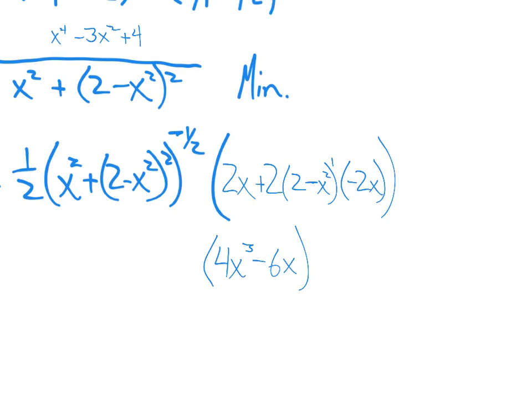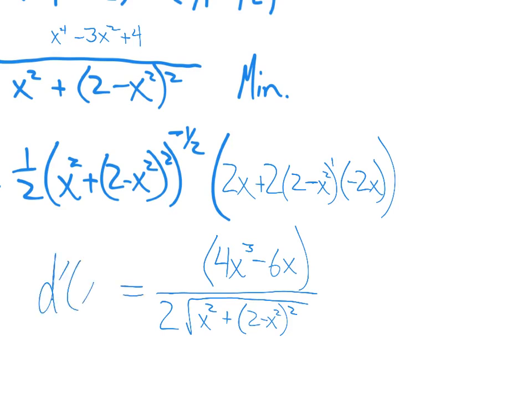Either way, you'll get to this. It's just a matter of how long it takes you. So I have that over the 2 from the half there, and also over this square root of x squared plus (2 minus x squared) squared. That is my d prime of x. Does that make sense?